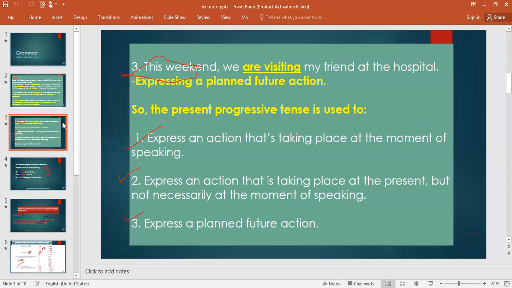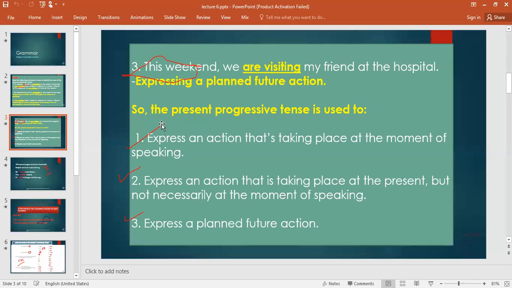And the third use is to express future planned actions, like when I say, for example, this weekend we are visiting. Next, for example, on Saturday we are visiting my friend at the hospital or my grandmother. So when you express a planned action, an action that will happen in the future and you have already planned for it, also you use the present continuous or progressive tense. You may use progressive or continuous.